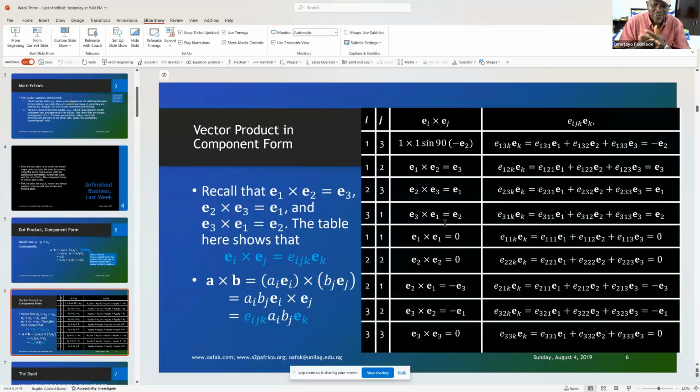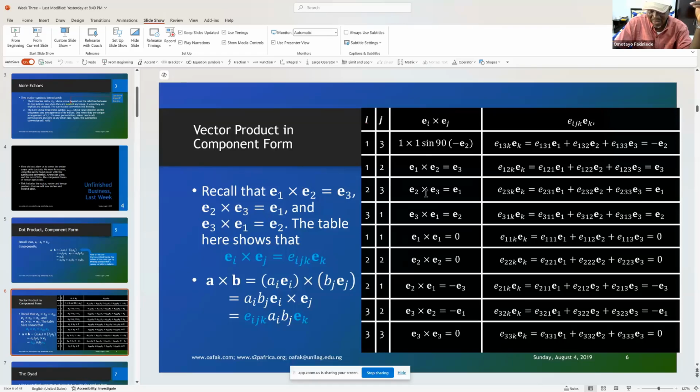Last week, again, we went this far. Last week, we looked at e1 cross e2 is e3, e2 cross e3 is e1, e3 cross e1 is e2. You know this from your elementary vector analysis: i cross j is k, j cross k is i, k cross i is j. But you don't need to believe me, work it out. Remember that the cross product of two vectors is the magnitude of the two vectors multiplied by each other, multiplied by the sine of the angle between them.